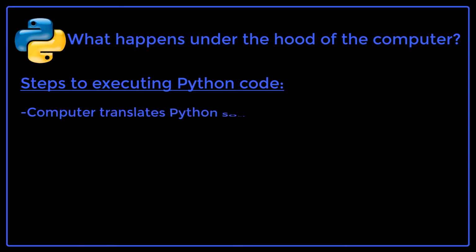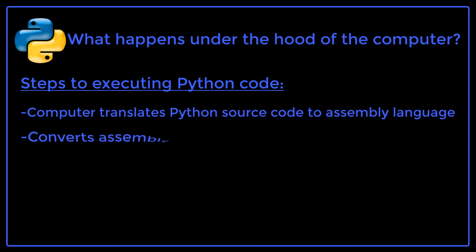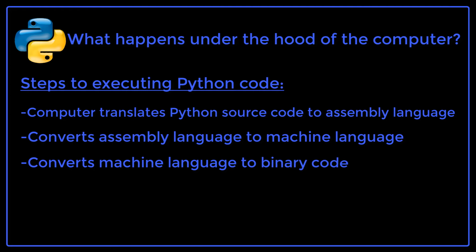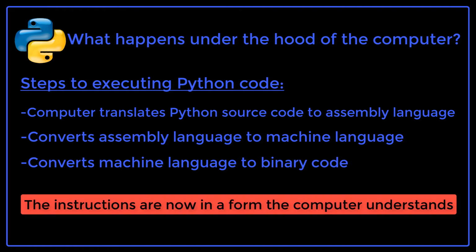First, it translates the Python source code into assembly language. After that, it takes the assembly language and converts it to machine language. Then it takes the machine language and converts that to binary code, ones and zeros. At this point, the instructions of the algorithm are in a form that the computer can understand.